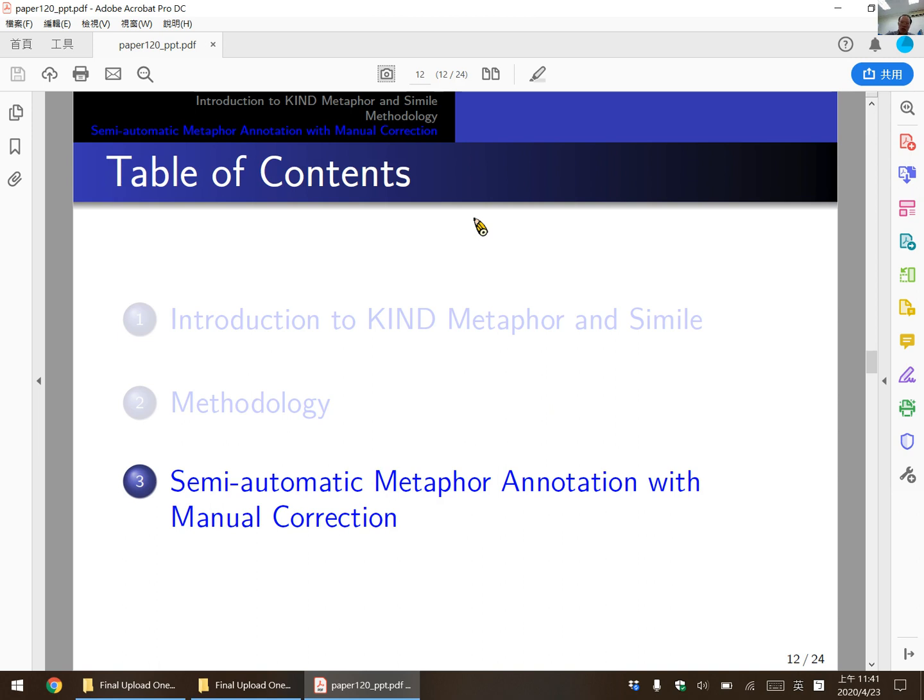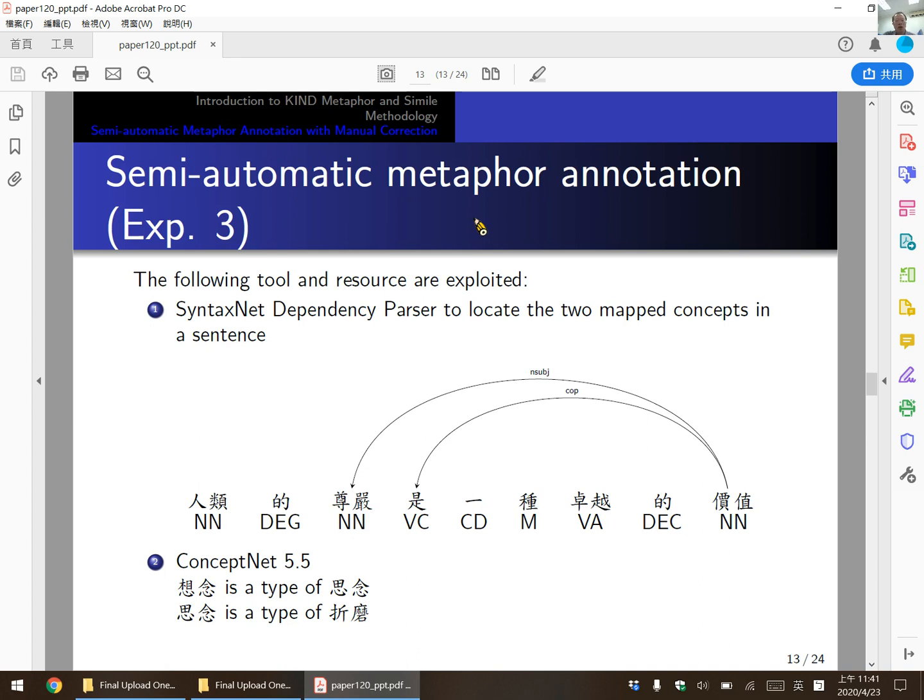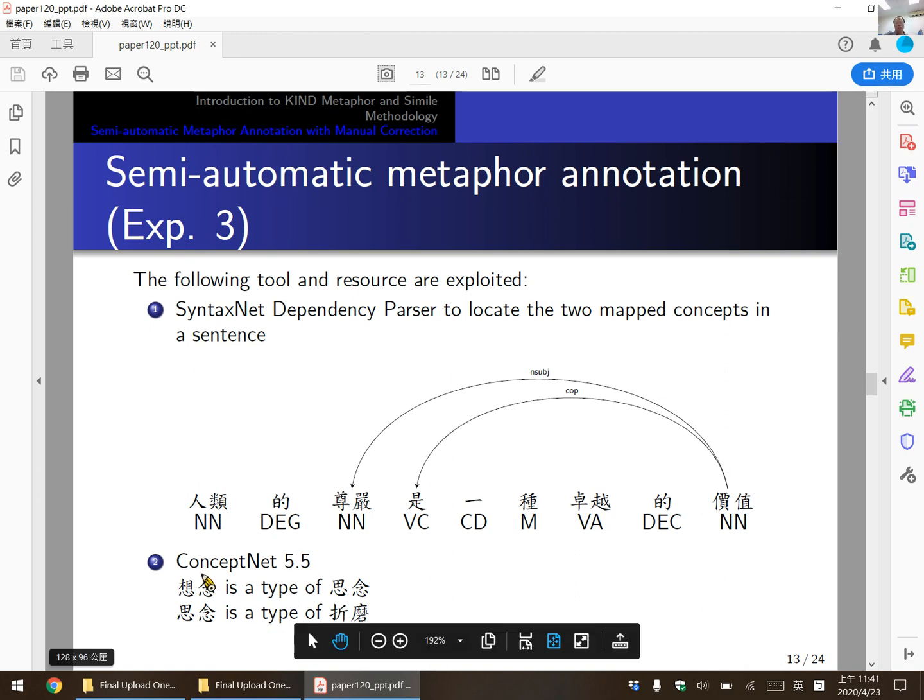Okay, let's go to our third experiment, about how to semi-automatically identify the concepts in the sentence and facilitate metaphor identification. In this experiment, we try to semi-automatically identify the metaphorical expression. For the following tools and resources, we use the dependency parser to automatically locate the two mapped concepts in a sentence, and we also exploit ConceptNet to calculate the distance between concepts.